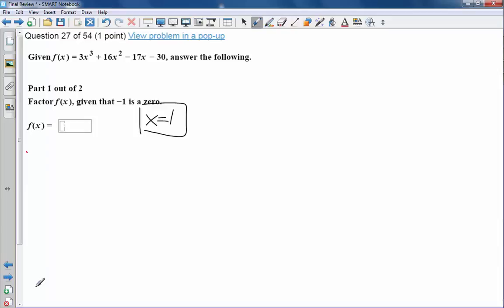How do I know it's two more? Because it's a cubic equation. You can have as many as 3 zeros. You already have one. Oh, it's x equals minus 1, by the way. How do I get the other two?